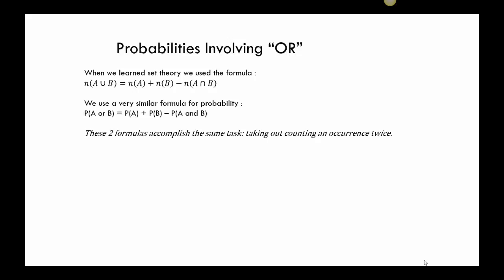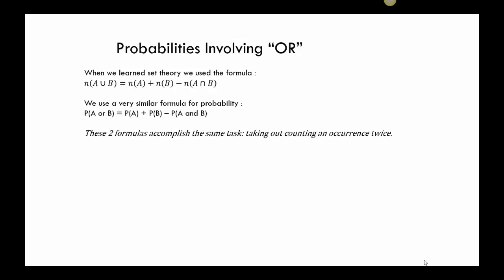similar. Now we're going to have the probability of A or B is the probability of A plus the probability of B minus the probability of A and B. So these formulas are really similar. The difference really is I changed the first letter. In cardinality, I talked about the number of elements. In probability, I talk about how likely they are to happen.